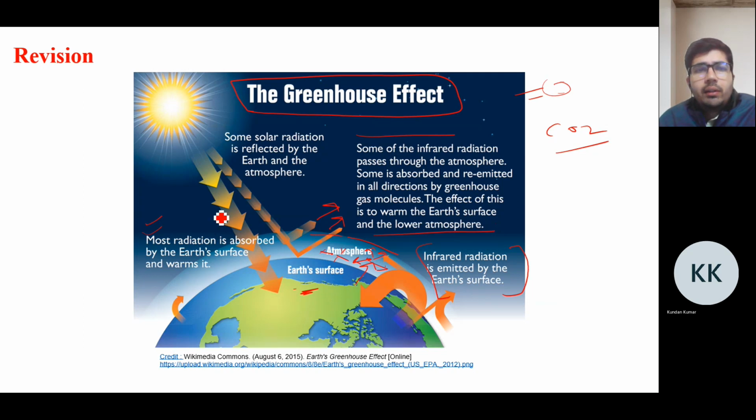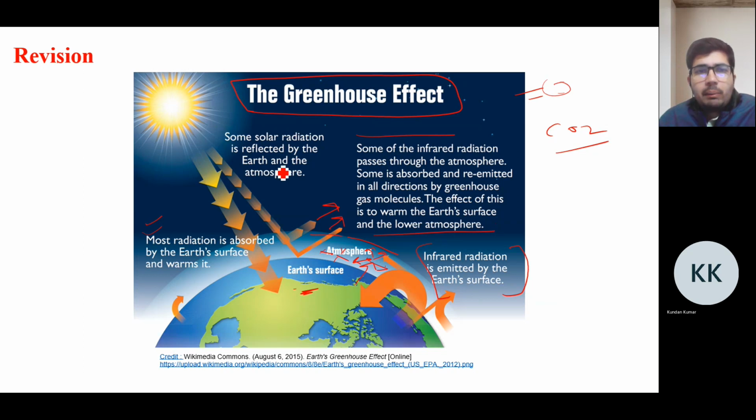So in this way, the whole atmosphere temperature will increase. Basically, the average temperature of the Earth will increase. So this is the greenhouse effect. The greenhouse gases will react to the infrared radiation. They will trap the heat. They will again reflect it in more directions, and in this way, the heat will not leave the atmosphere. The maximum heat will remain in the atmosphere, and the average temperature of the atmosphere will increase.